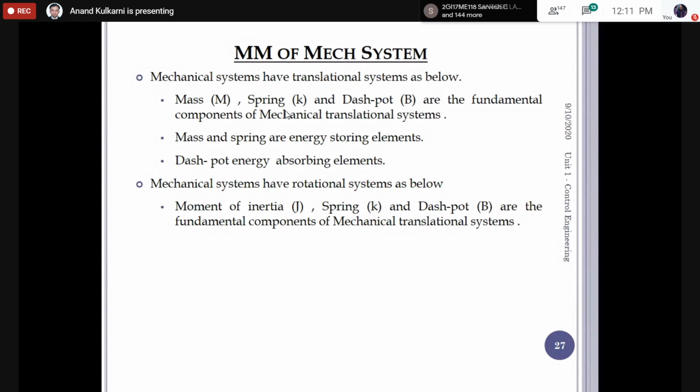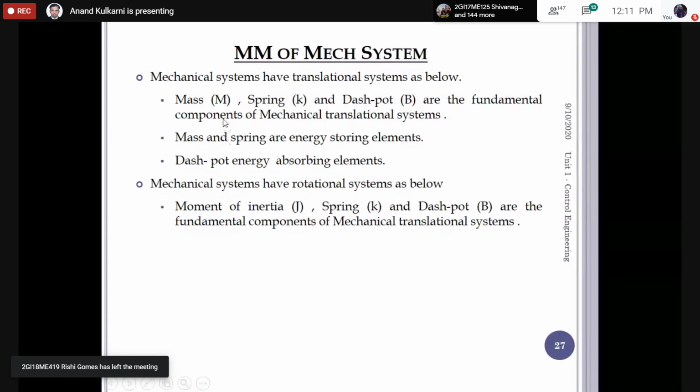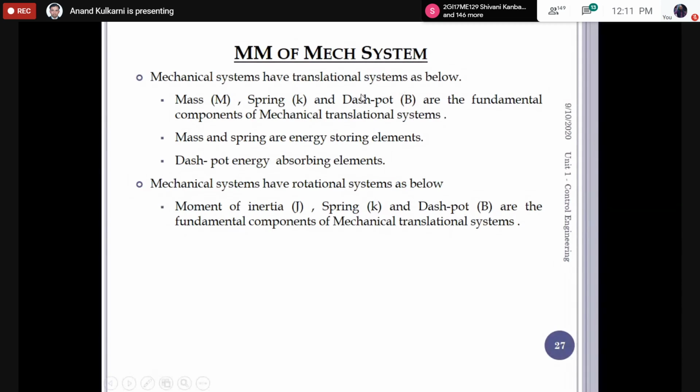Similarly, the spring is what is known as a storage or stiffness element. Mass is the inertia element, the spring is the storage element, and the dashpot, that is a viscous damper or frictional damper, is what is known as the friction element. So basically the energy gets stored in a spring, and motion is resisted by the dashpot and also by the inertia of the mass. These are the three basic components for a mechanical system.